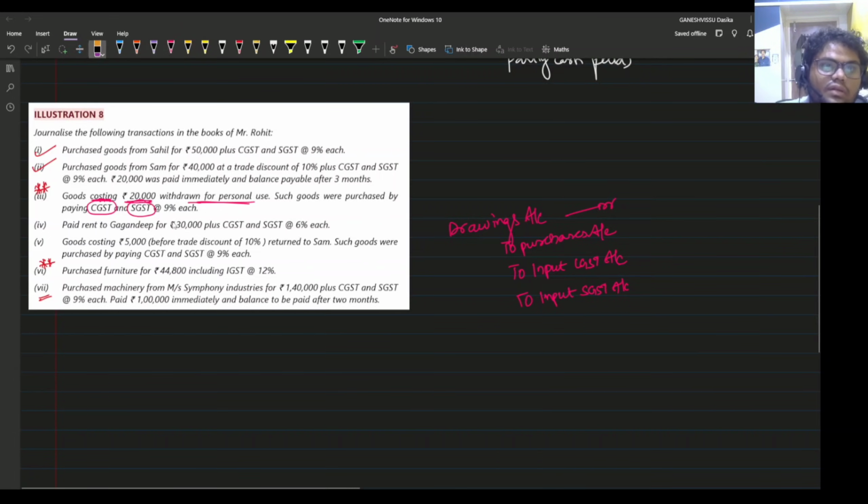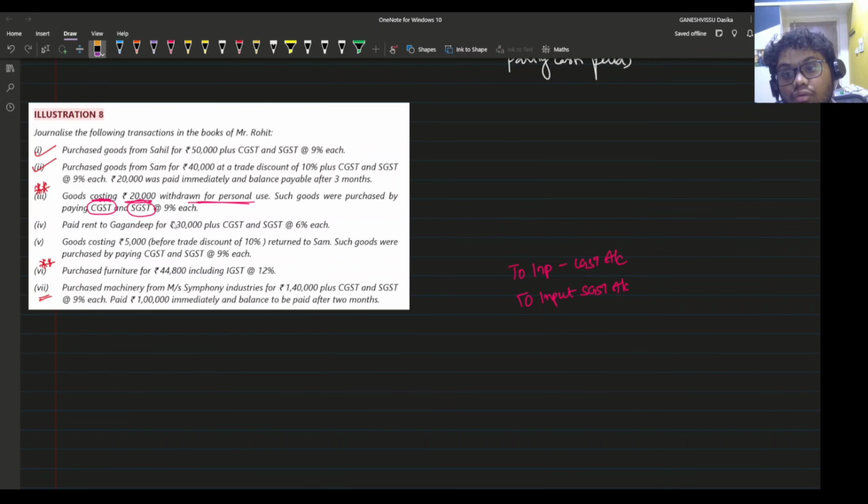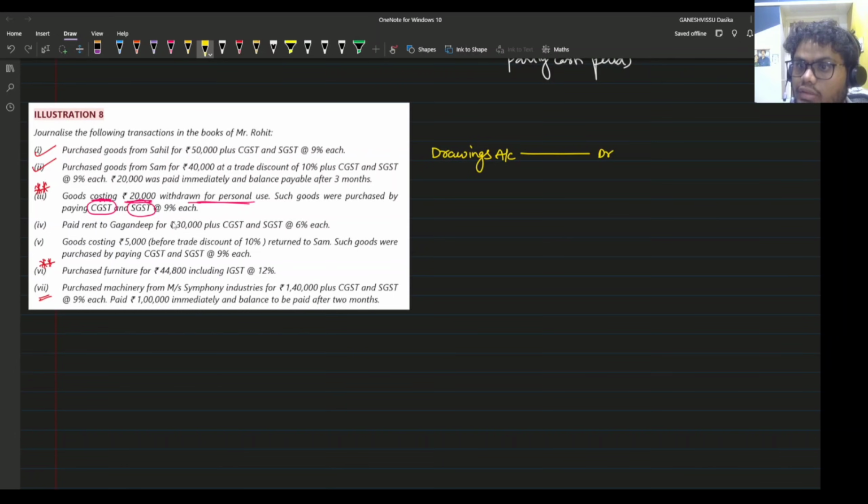Very simple, right? There is nothing much, but here drawings is important. Whenever he is making any drawings, the GST which he is paying on the drawings is an income for the business, because he is withdrawing from the business. So let us write the transaction. Simply what? Drawings account debit. How much drawings is he taking? 20,000.